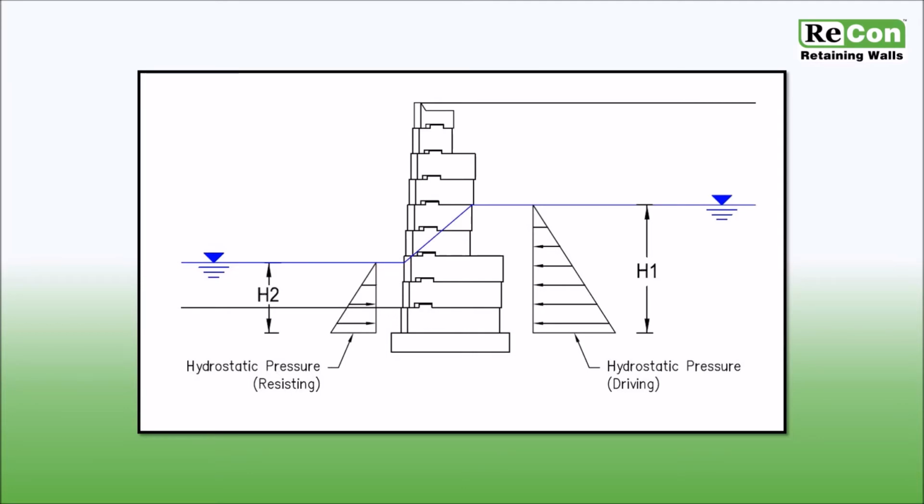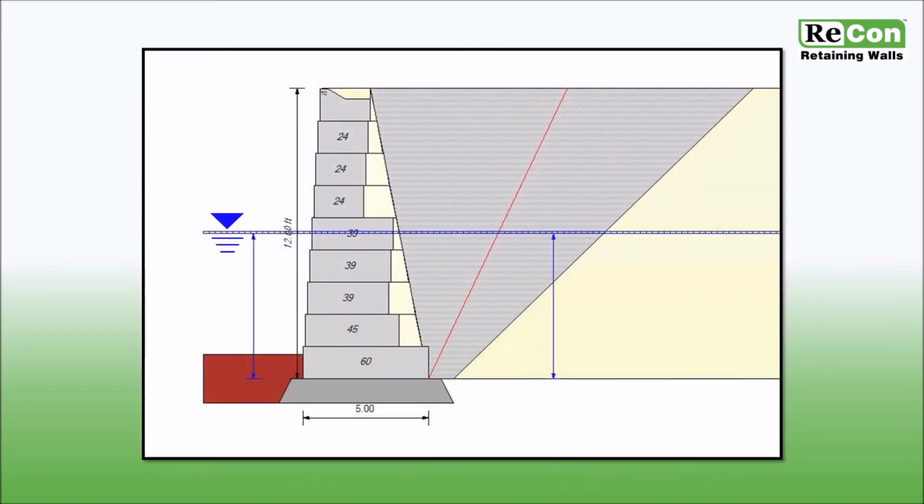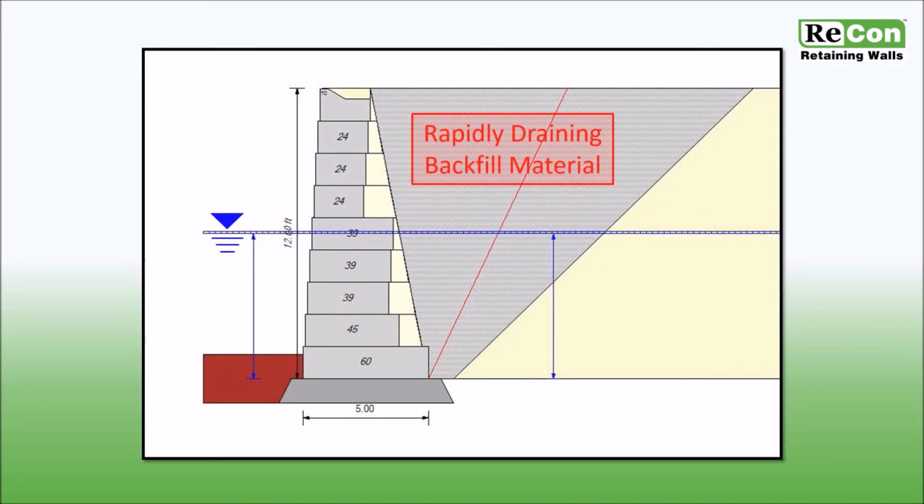AASHTO recommends that at a minimum, differential pressure equal to 3 feet be considered in the design of structures that may become submerged. Since consideration for rapid drawdown can have a significant effect on wall requirements, Recon recommends placing a rapidly draining backfill material starting 1 foot behind the heel of the base block and extending up at a 1:1 to finished grade. Placement of a free draining backfill material within this area reduces the potential for rapid drawdown. In either case, Recon Wall 4.0 has the ability to analyze your wall for the effects of rapid drawdown.